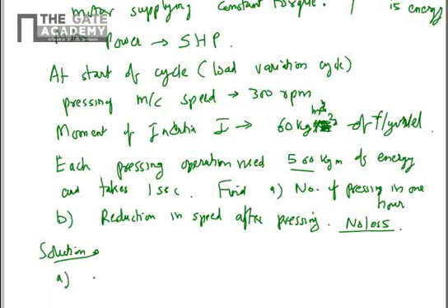So, for part A, we know that this much energy is required for operation, and per operation it takes 1 second. The question asked is the number of pressings in 1 hour. So, we'll first calculate how much total energy the motor can supply in 1 hour.